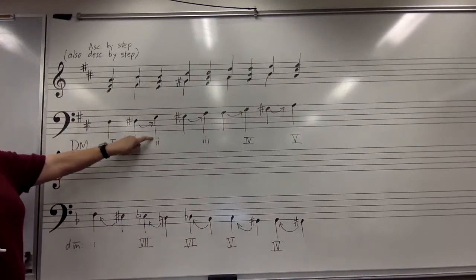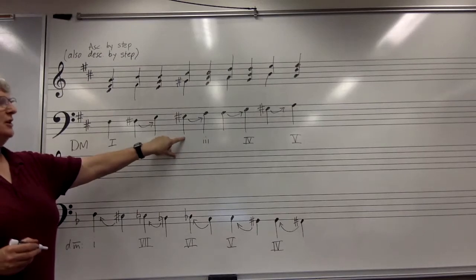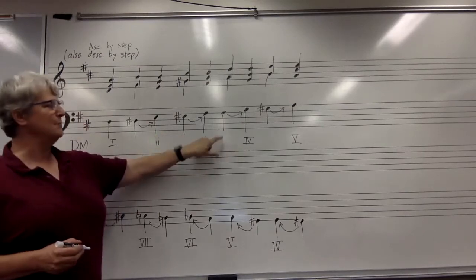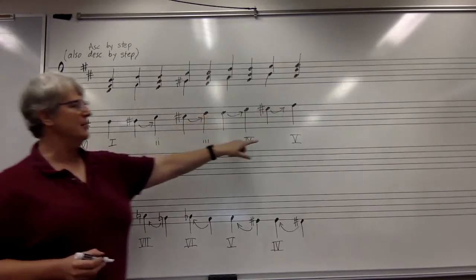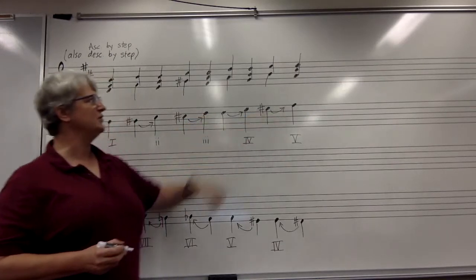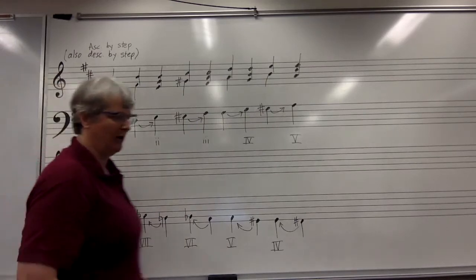The 2 chord is preceded by its dominant. The 3 chord is preceded by its dominant. The 4 chord is preceded by its dominant, which means that the F sharp has to repeat in the bass. The 5 chord is preceded by its dominant. Let me play this for you. It's a very simple progression.